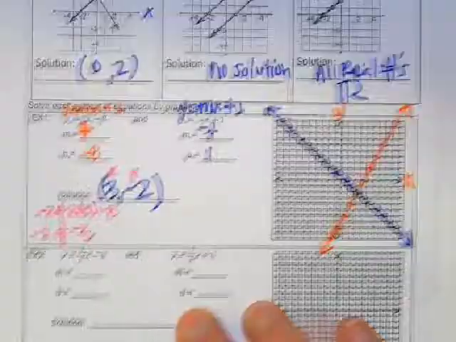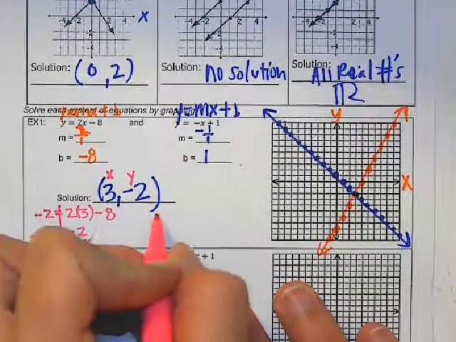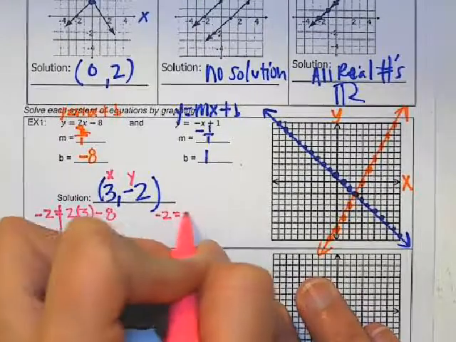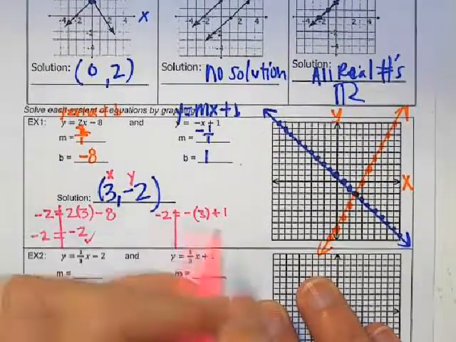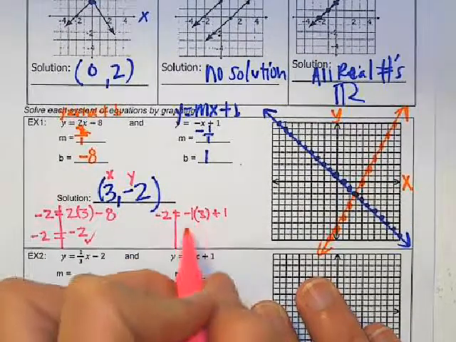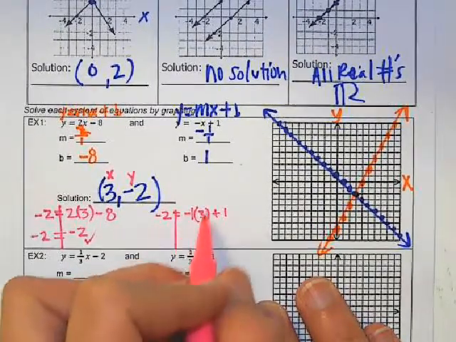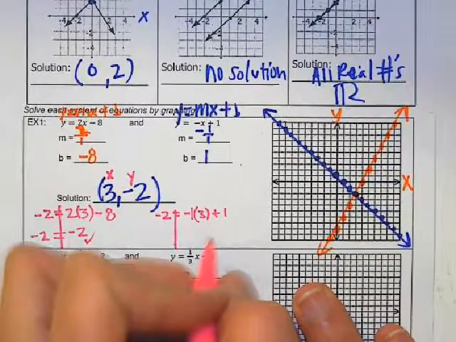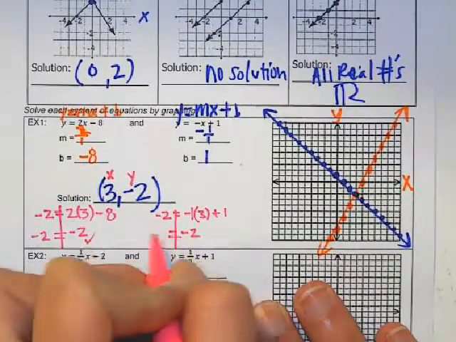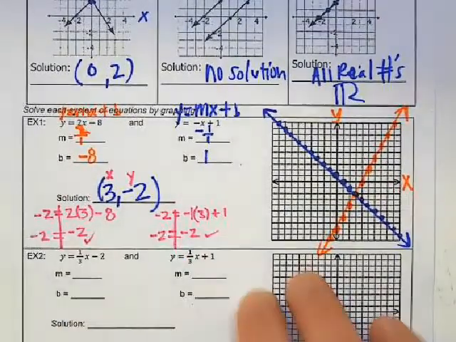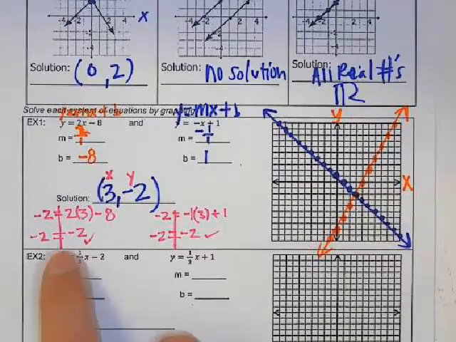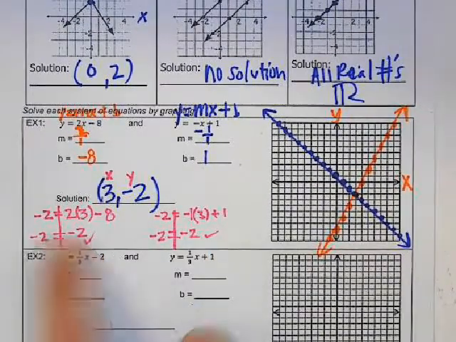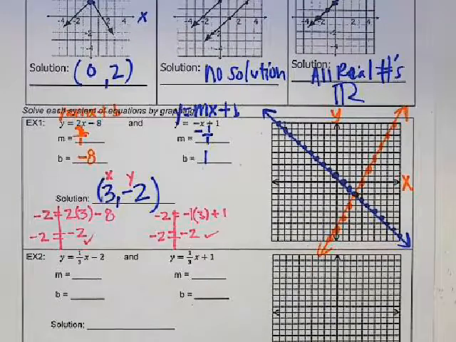Okay, then I do it for the other one. The Y spot is negative 2. The X spot is 3. Negative 1 times 3 is? Negative 3 plus 1 is? Negative 2. Does negative 2 equal negative 2? Yes. Okay, so that is why it's the solution. Because 3 and negative 2, if I plug them both in, they work. Those are the only numbers that work.